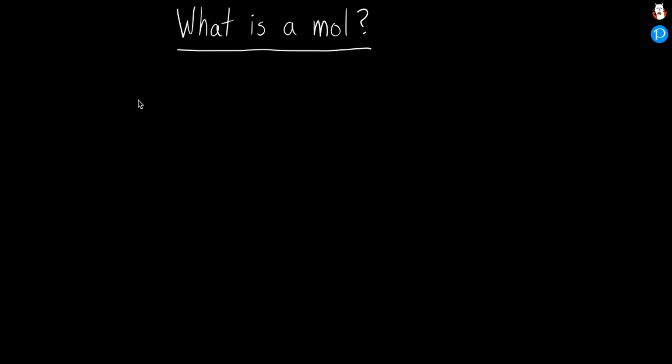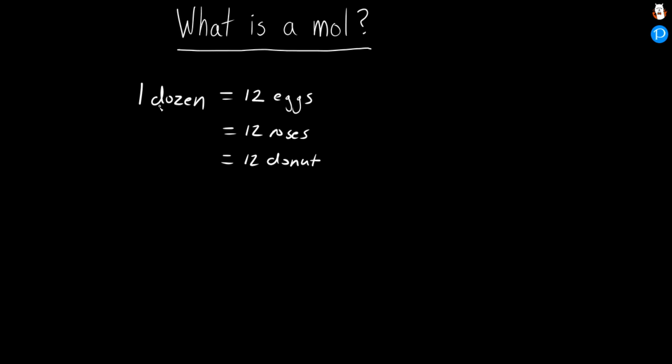A good example of this would be if I were to ask you for 1 dozen of something, you would know that that means that it is 12. Whether we're talking about eggs or maybe roses or donuts, all of those things are common things that we would use a dozen for. But you know that this term dozen just means 12 individual things basically. Well, in chemistry, that's what a mole is.